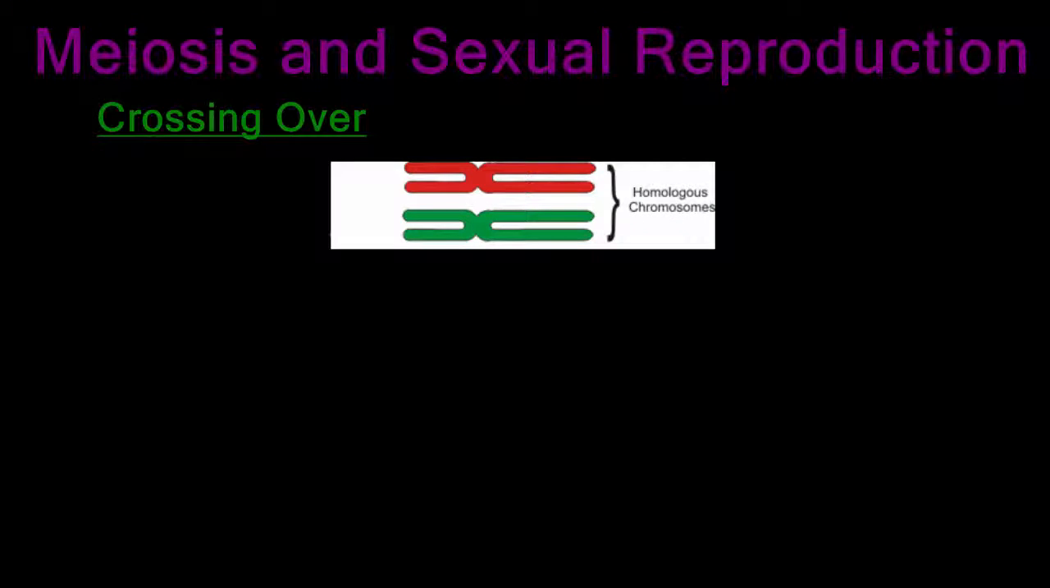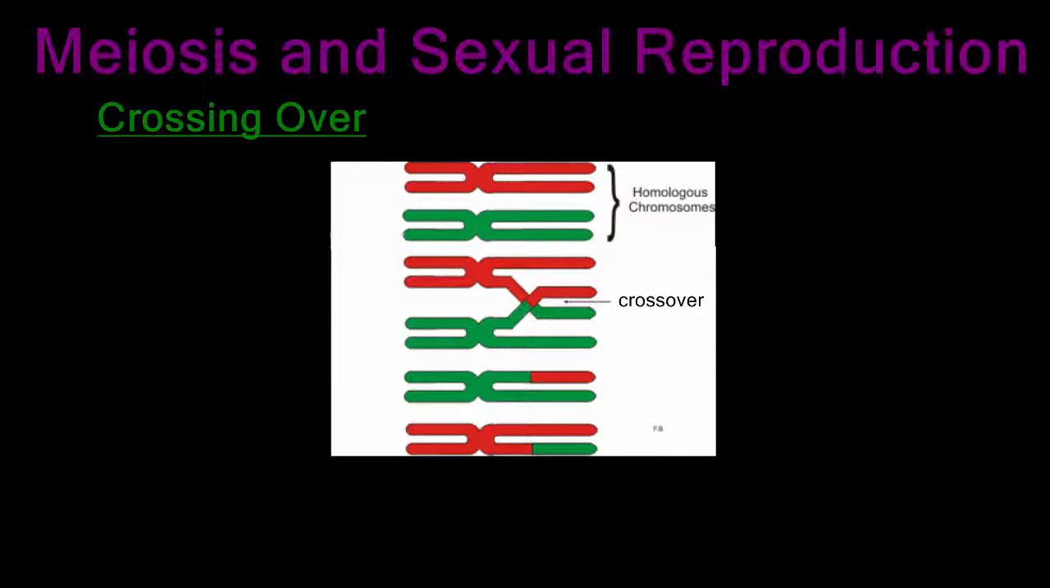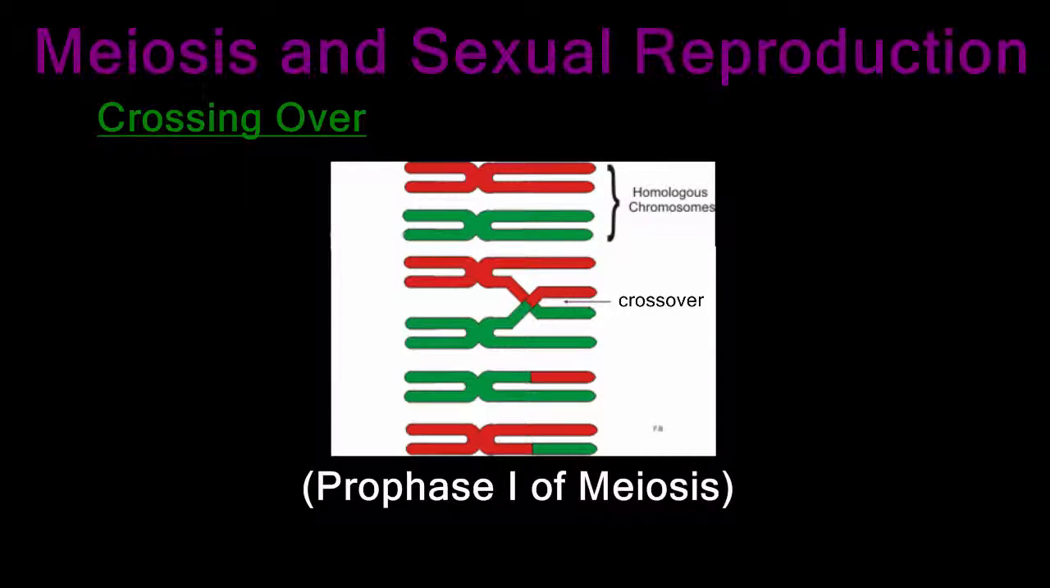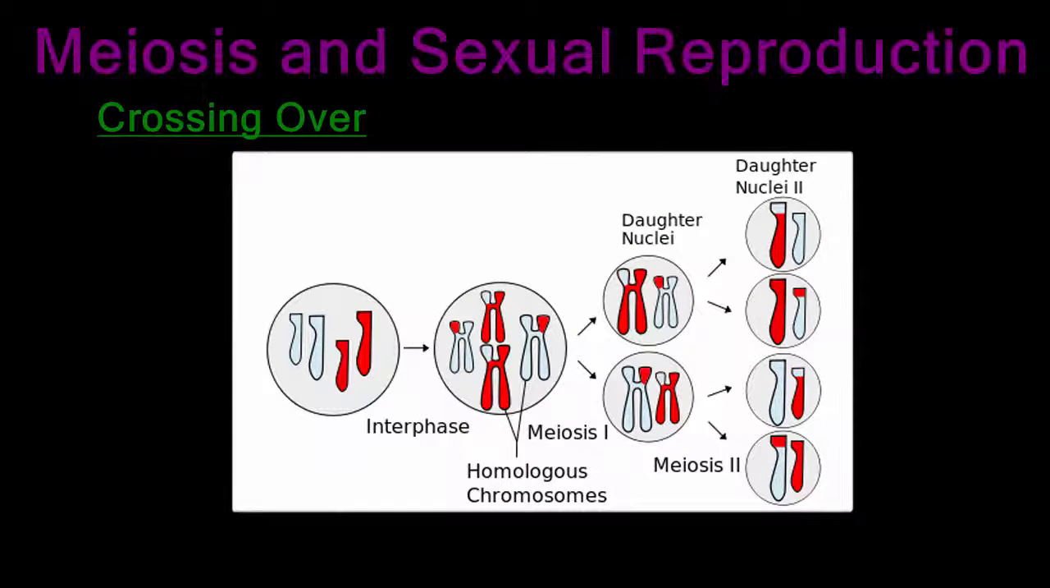Crossing over is a process during which homologous chromosomes can exchange genetic information while they are paired up during prophase 1 of meiosis. Essentially, two homologous chromosomes cross segments, and then the segments trade places so each chromosome leaves with sections of the other. It provides a whole new realm of genetic possibilities for gametes.